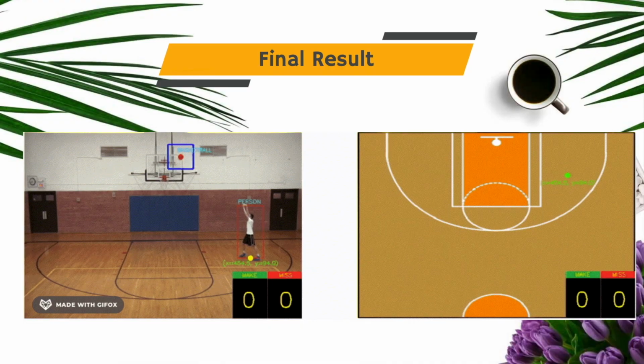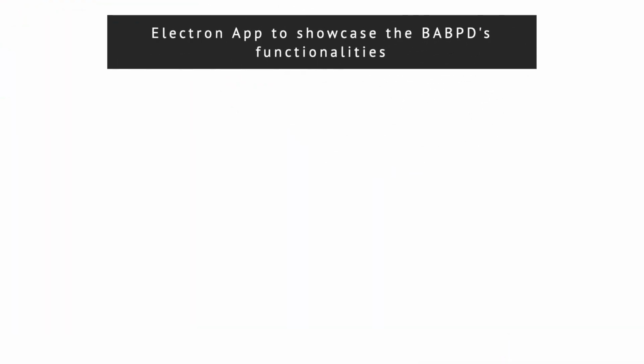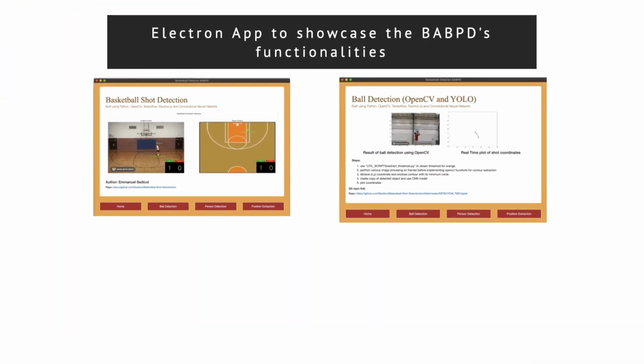Here we are able to detect the basketball, detect the player, and provide the scoring system. Then on the right side, we can see the position of the player on a 2D map. One of the main issues when using object detection algorithms is that they are so slow and resource intensive. So I decided to build a 4-page web app in Electron.js to showcase the different functionalities that my app offers.